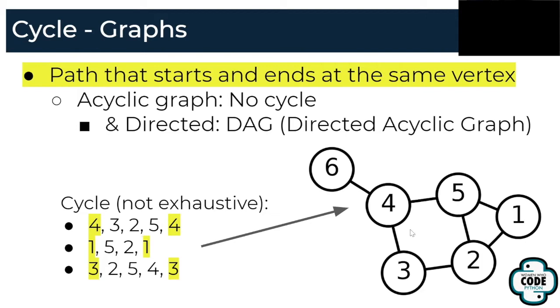Here in this example, if we think about some examples of cycles, we can start at 4 and go 4, 3, 2, 5, and 4. The important thing here is that a cycle must end at the same vertex. Therefore, we need to write the last vertex, which is going to be the same as the first vertex. We cannot just end at 5 because that's just going to be a path. So if we start at 4, we need to end at 4. Another example of a cycle will be 1, 5, 2, and 1. And another example will be, if we start at 3, 3, 2, 5, 4, and 3.